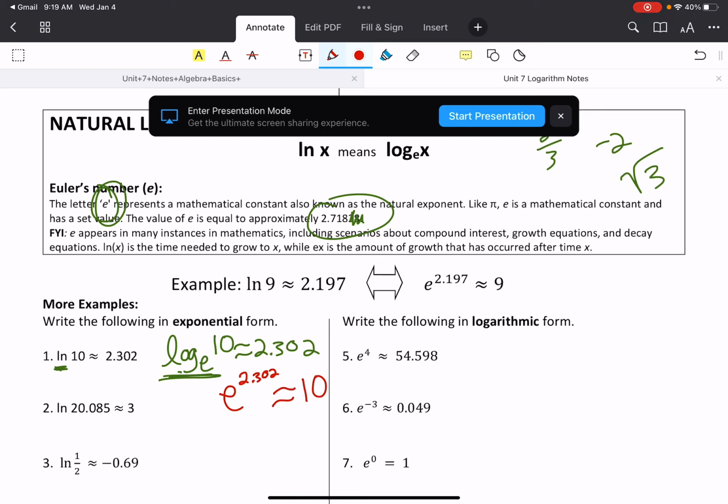So log with nothing is base 10. ln with nothing is base e. Okay, I'm going to say that again. Log with nothing is base 10. ln with nothing is base e. Okay? So let's rewrite this one. E cubed is about 20.085. If it helps, you can write the green step. I just hope we get fast enough at it that we don't have to.